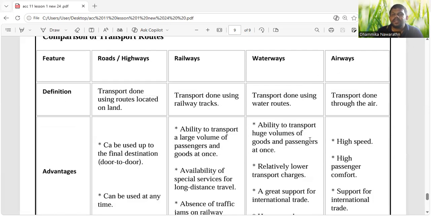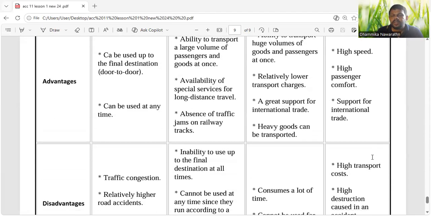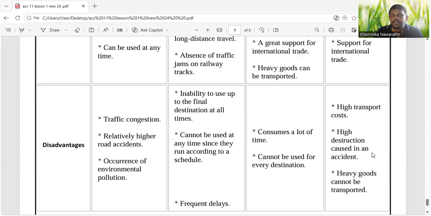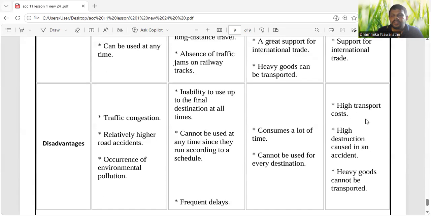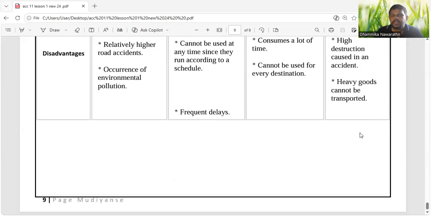Then we consider the airways. Speed is very high. Passenger comfort is there. Support for international trade, yes. Then the cost is high, though comfort is advantageous. Then when accidents happen, everything is damaged and all the people die. Very rarely can anyone be safe. Heavy goods cannot be transported by this method.